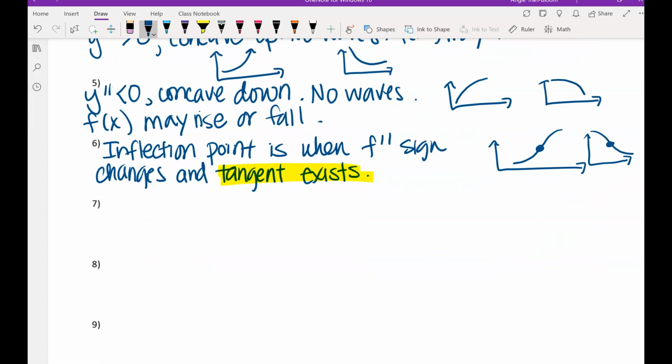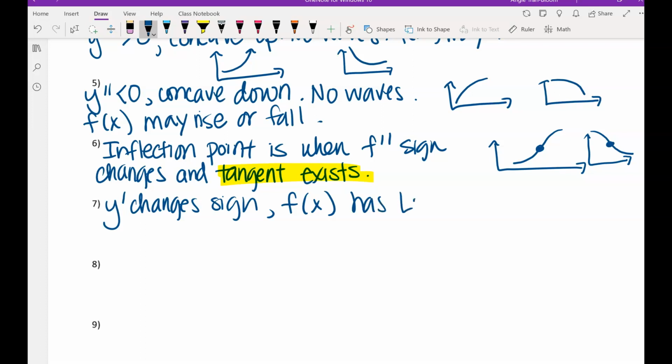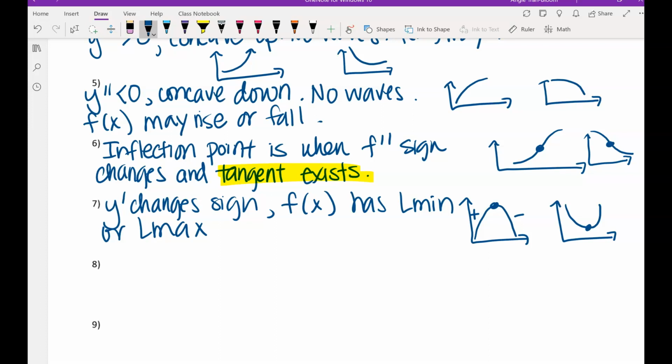Okay, 7. y prime changes sign. That means f of x has a local min or a local max. So 2 cases. If it changes here, this is increasing to decreasing, so there's a local max. If it changes from decrease to an increase, then you are going to have a local min. So this is local max and this is local min.